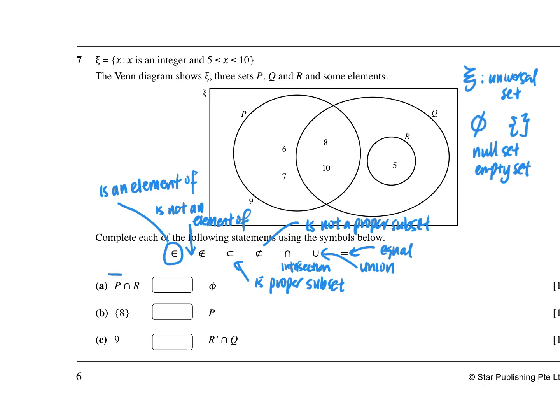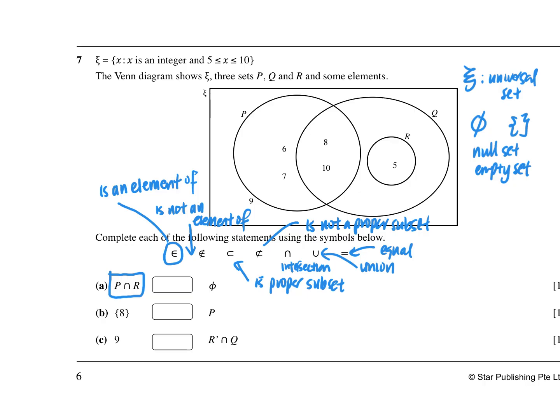So when I write this, I'm asking you, P intersect Q is this one, the overlap. Okay, is it equal to a null set? No what? P intersect R has 2 elements. It cannot be an empty set, right? Is it a subset of empty set? Don't have what?